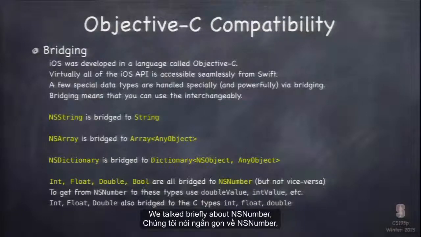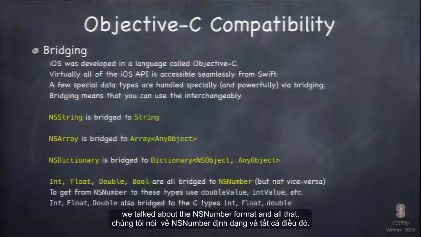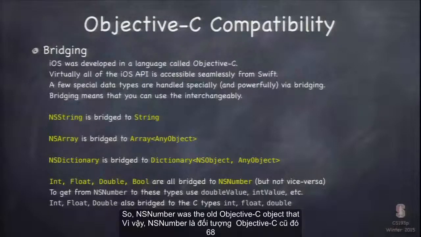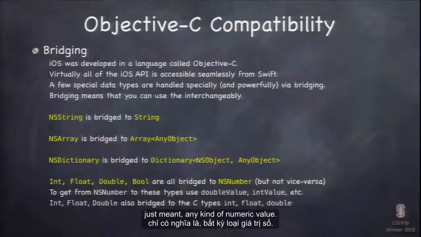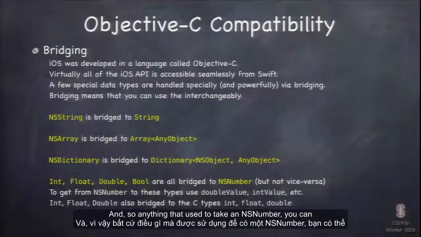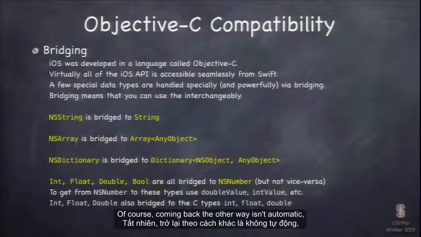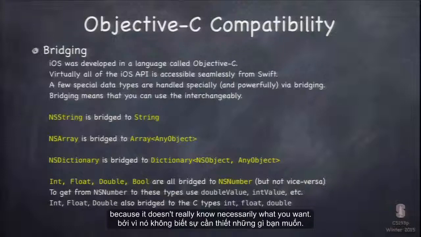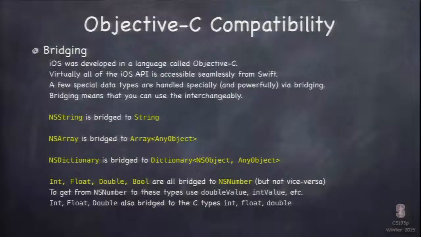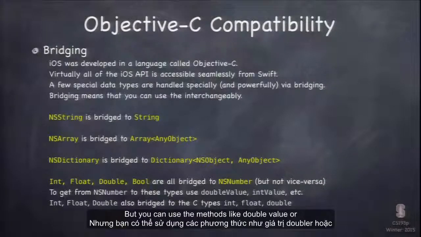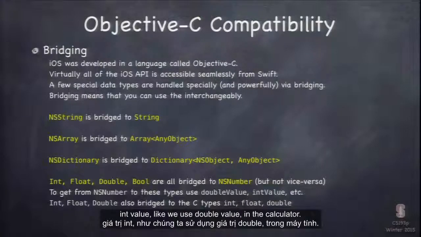And then, of course, Int and Float, Double, Bool, they're all bridged to NSNumber. We talked briefly about NSNumber. We talked about the NSNumberFormatter and all that. So NSNumber was the old Objective-C object that just meant any kind of numeric value. And so anything that used to take an NSNumber, you can pass a Double or a Float or an Int in there, and it'll just work. Of course, coming back the other way isn't automatic because it doesn't really know necessarily what you want. But you can use the methods like doubleValue or intValue, like we use doubleValue in the calculator.